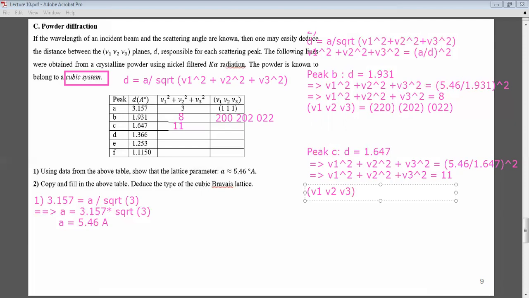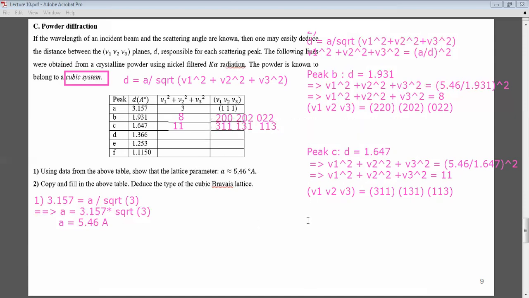As V1 square plus V2 square plus V3 square is 11, here I have to think of 9 because 9 is close to 11. So if I have 9 plus 2, it gives me 11. So if I take 3, 1, 1, and 1, 3, 1, and 1, 1, 3, all these will give me 9 plus 1 plus 1, which is 11. So this is peak C. So I have 3, 1, 1, 1, 3, 1, and 1, 1, 3. You need to put square brackets here.